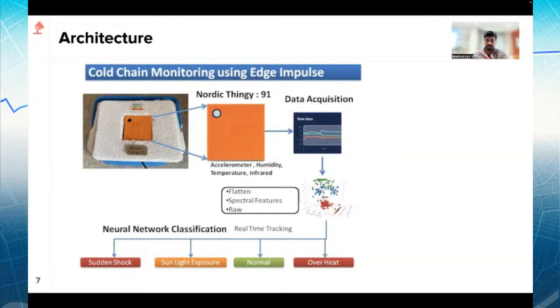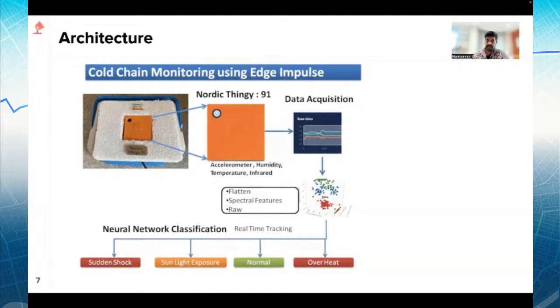Overall, you can see that for the prototype, I've used a normal vaccine box, and I've just fitted the Nordic 91 on top of that. And you can see there is a black dot which just absorbs, so it reads all the infrared.